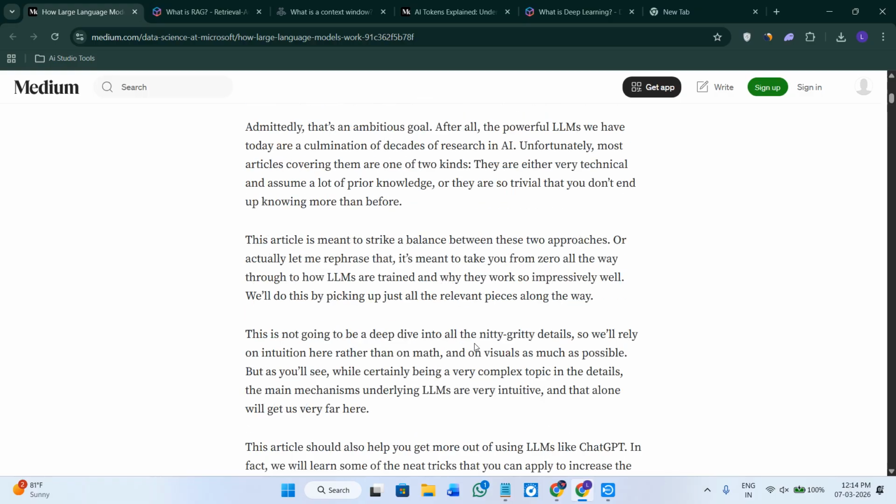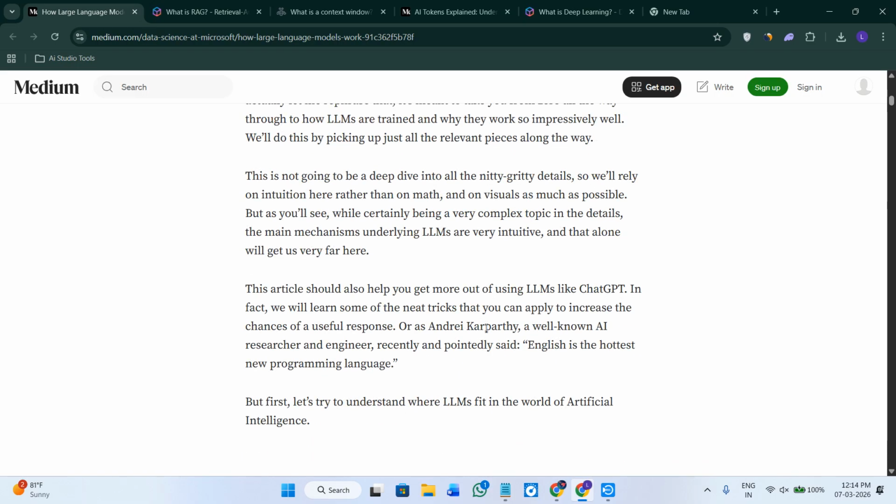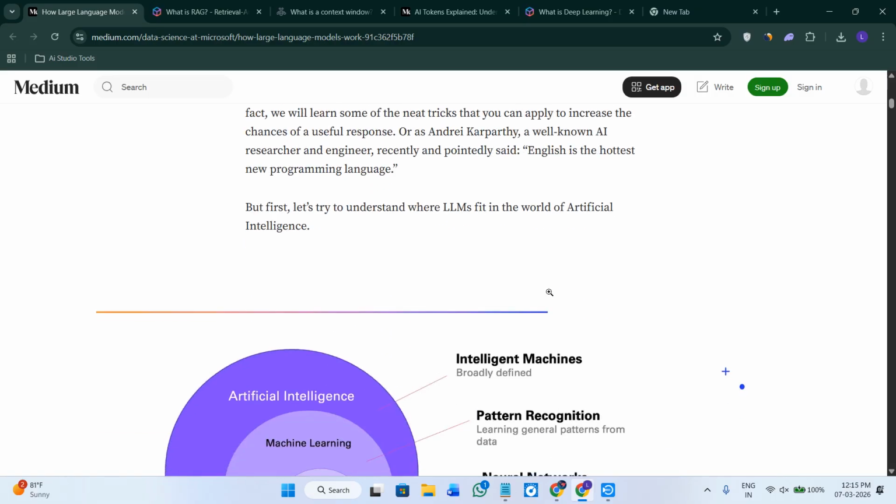The process starts with training data. During training, the model reads billions or even trillions of words from books, websites, articles, and other text sources. From this data, the model learns how words relate to each other and how sentences are structured.